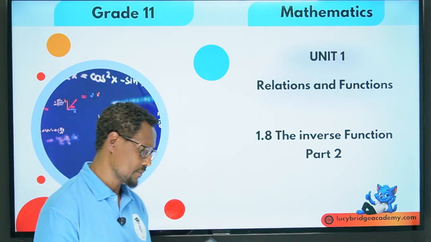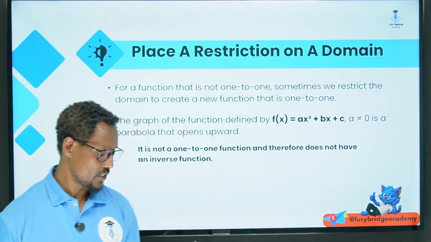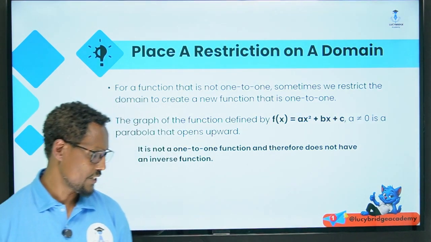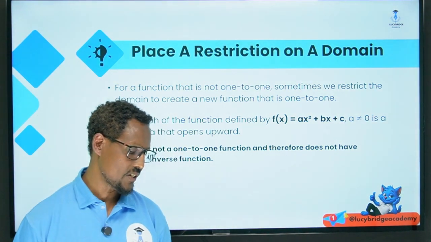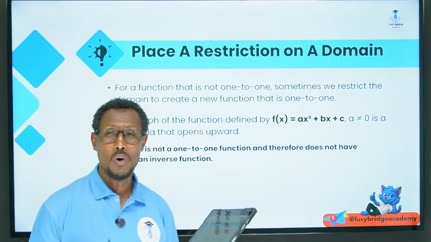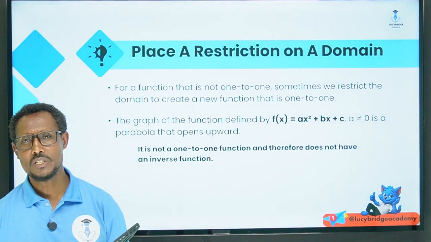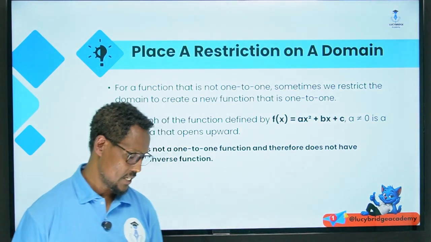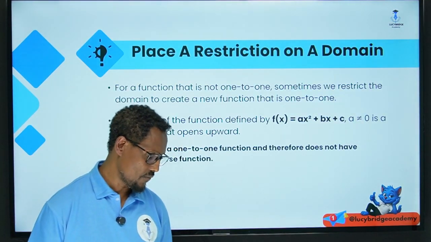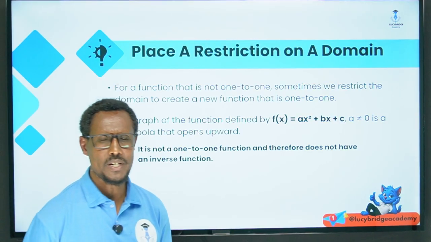Okay, the inverse function. Now for a function one-to-one, sometimes we restrict the domain to create a new function that is one-to-one. Yeah, ዶሜኑን አጀስት በማድረግ one-to-one ያልሆነውን ፋንክሽን ወደ one-to-one መቀየር ይቻላል፣ ወይም ኢንቨርተብል ያልሆነውን ፋንክሽን ኢንቨርተብል እንዲሆን ማድረግ እንችላለን ማለት ነው። The graph of the function defined by f of x, which is usually called a quadratic function. The graph of every quadratic function.